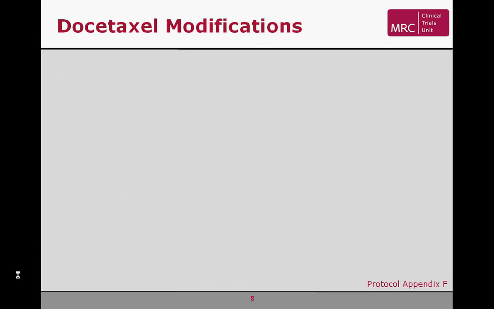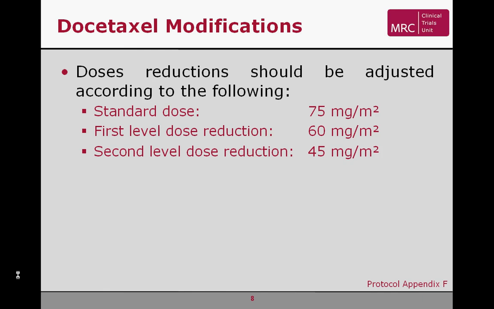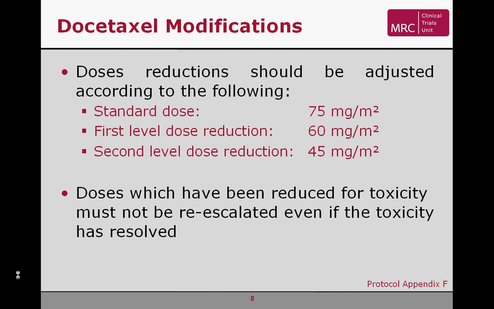So in regard to dose modifications for Docetaxel, if possible, toxicities that occur due to Docetaxel use should be managed symptomatically. If it's felt that toxicity requires a dose reduction, then this should occur as shown here. But once a dose reduction for toxicity has occurred, then the dose can't be re-escalated even if the toxicity is resolved.